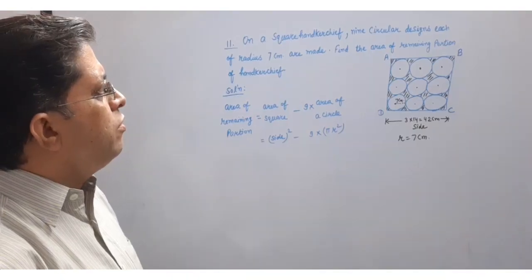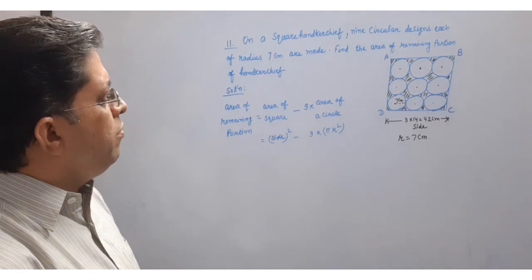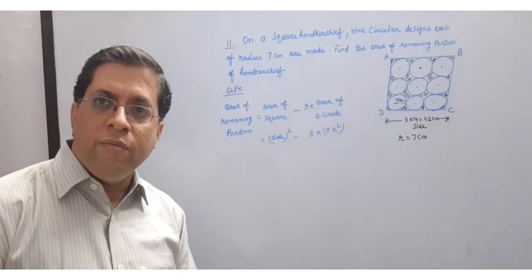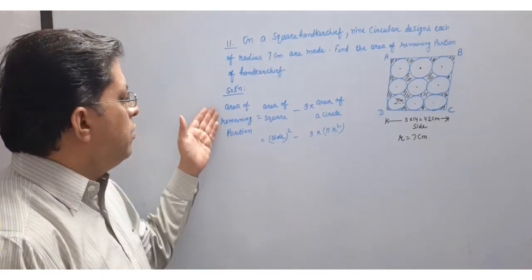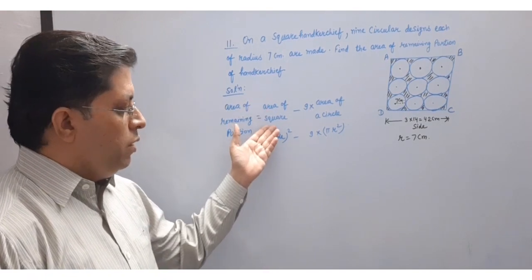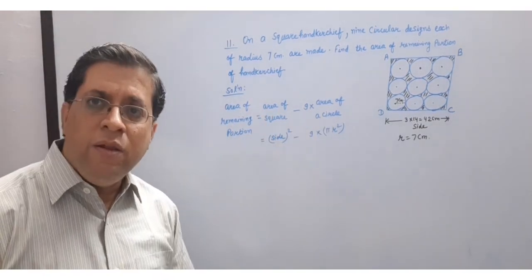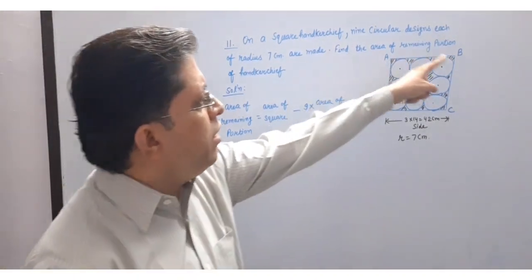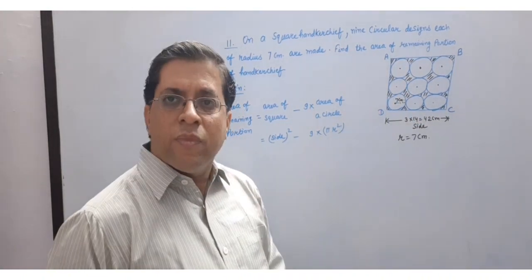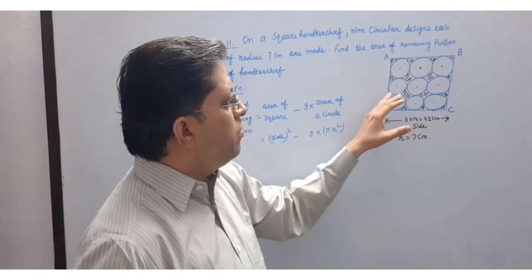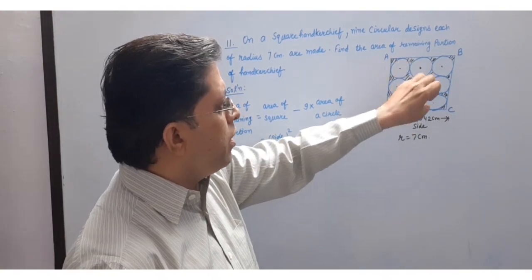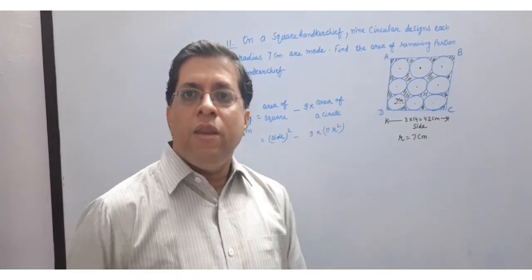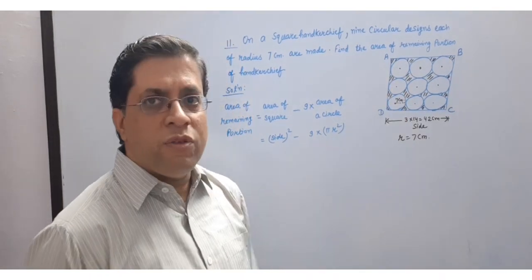Square handkerchief, 9 circular designs, each of radius 7 centimeter are made. Find the area of remaining portion of handkerchief. Okay, you have to find the remaining portion of handkerchief. Area of remaining portion is equal to area of square minus 9 into area of circle. Okay, this is the thing. See here, this is your handkerchief, 9 circles are there. From this handkerchief you have to take out this circular part and you will get the shaded part. So we can say area of square minus 9 into area of circle.